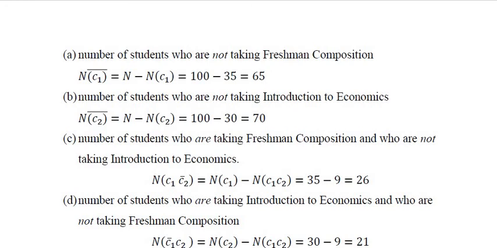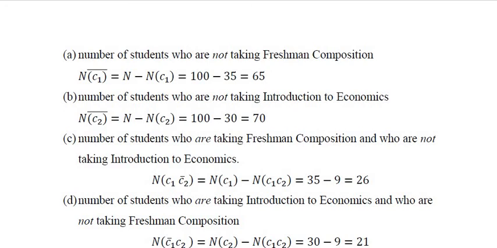Now let's move to the third question. How many students are taking freshman composition but not taking Introduction to Economics? So here we have to find n of C1 C2 bar. n of C1 C2 bar is equal to n of C1 minus n of C1 C2. n of C1 is 35, n of C1 C2 is 9. So n of C1 C2 bar is equal to 35 minus 9, which is equal to 26.